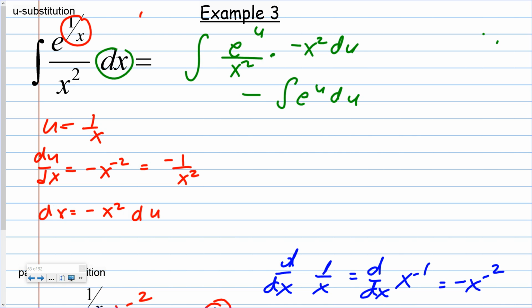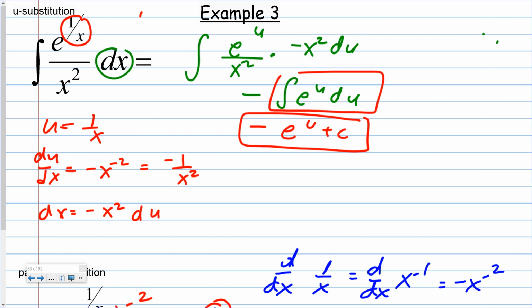And you have to tell yourself, is this an easy reverse power rule problem, or is it something on my pink sheet? Something on my pink sheet. So the answer is negative e to the u plus C, and that is my answer. It's just the wrong answer. You go back and put in your negative 1 over x. But other than that, you're good.